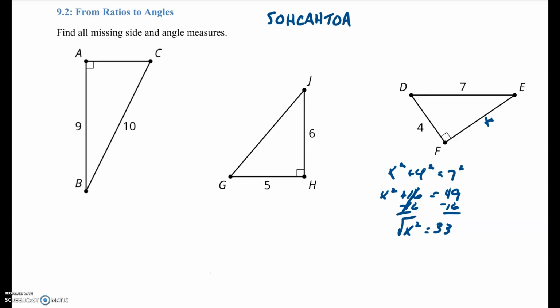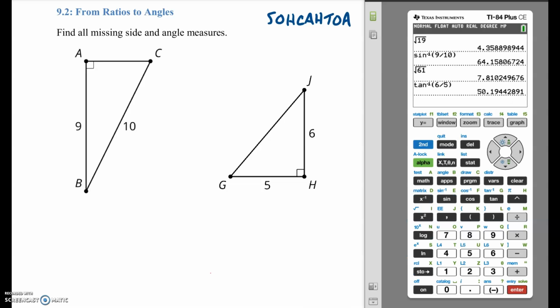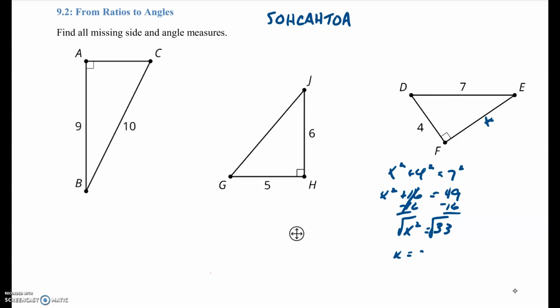Now I need to take the square root of both sides, so x is going to be equal to whatever the square root of 33 is. And I get 5.74 units. Okay, now what I want to do is find my missing angle. We will start with angle D. And again, I don't want to use the side length that I solved for.